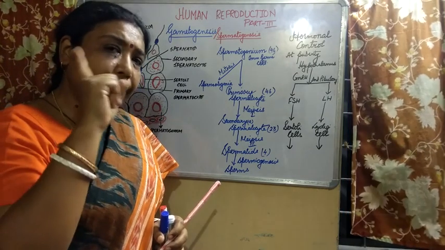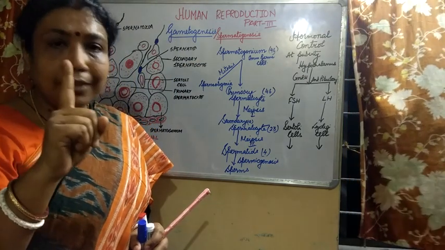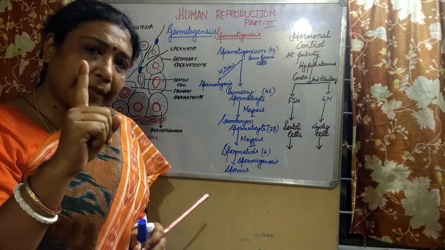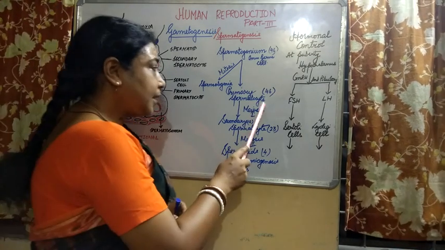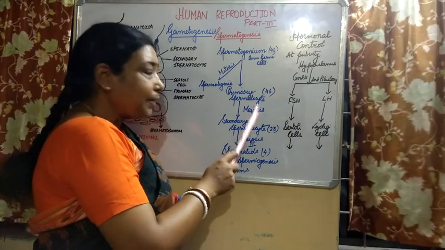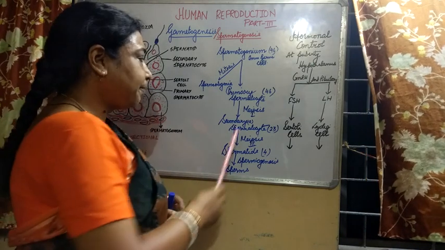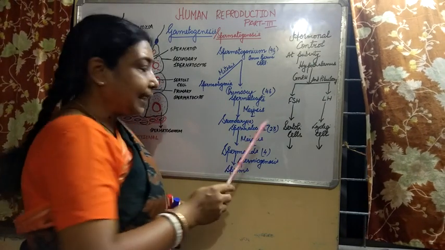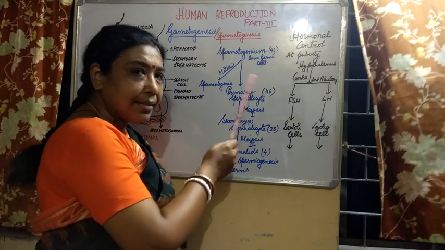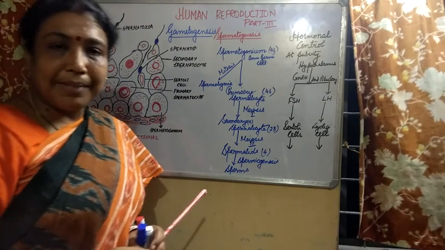Only think of one primary spermatocyte, though many primary spermatocytes have been formed. Don't get confused. This primary spermatocyte will undergo meiosis 1. Because of meiosis 1, there will be formation of two daughter cells, known as secondary spermatocyte. Primary spermatocyte, once it undergoes meiosis 1, forms secondary spermatocyte.